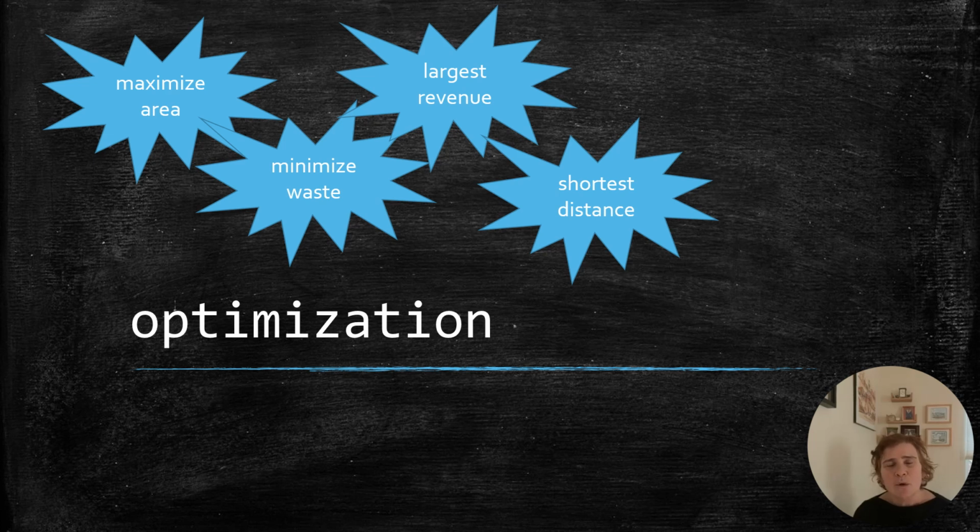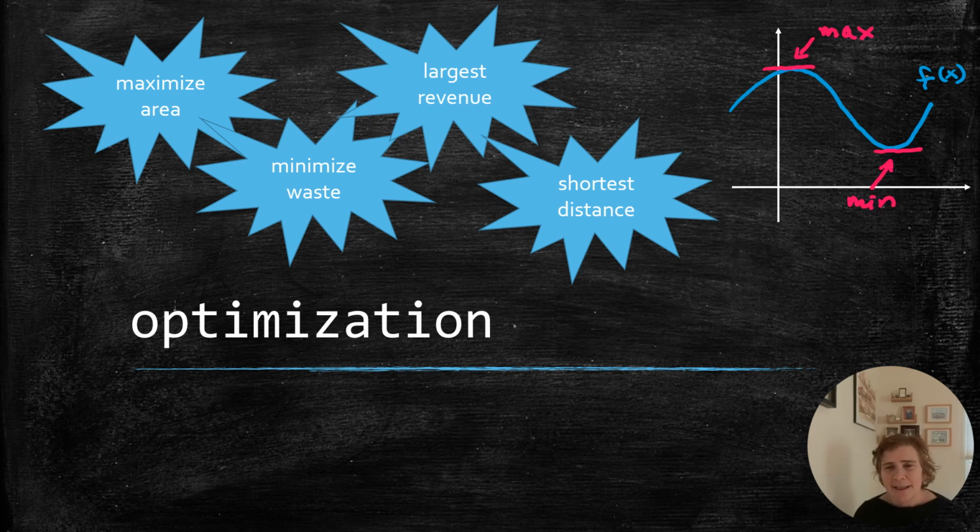And these can all be answered using calculus, because if we can model area or waste or revenue or distance with a function, then what we're really looking for is just the location of the maxes or mins of that function. And in both cases, so max or min, all you really need to know is where is f prime equal to 0. So this is the fun we have to look forward to. And without further ado, let's get started.